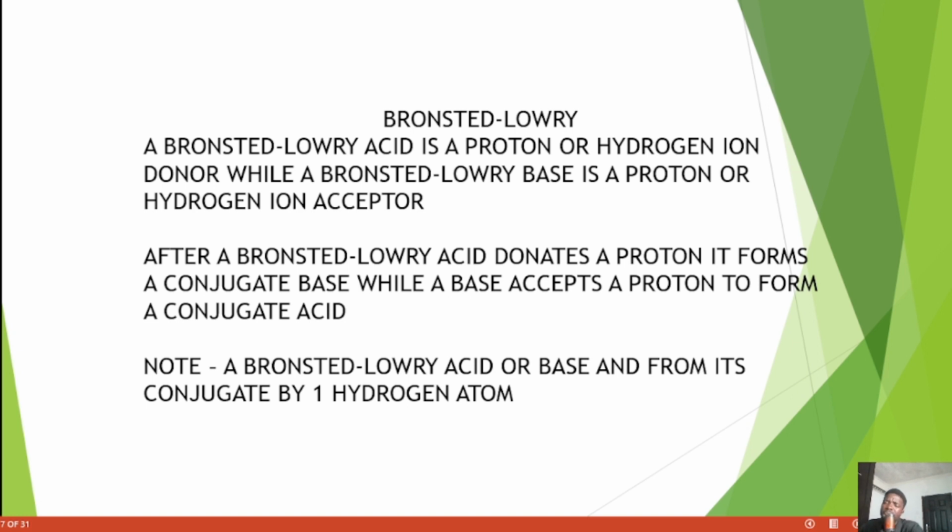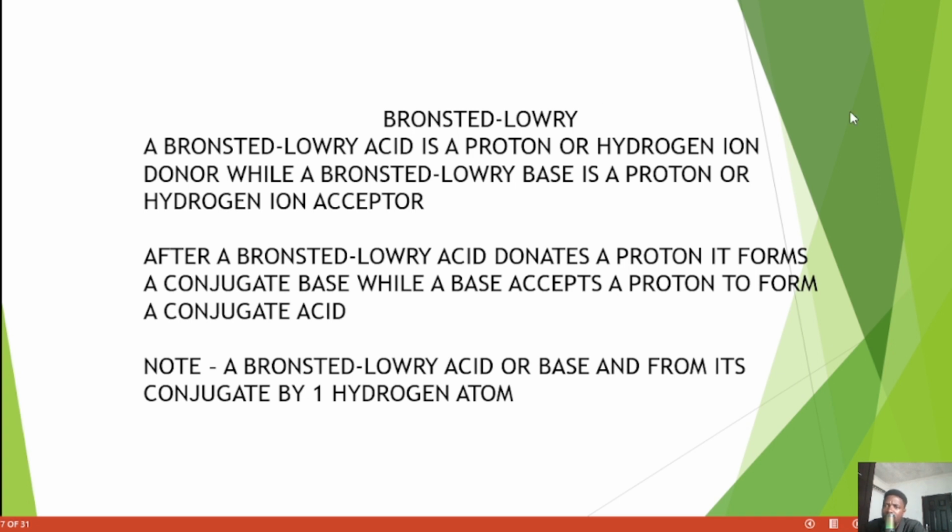And what does that mean? It means that the Arrhenius definition is not an all-encompassing definition. So they had to put their own definition forward. Let's look at what they had to say. A Bronsted-Lowry acid is a proton or hydrogen ion donor. The implication is that once a substance gives a proton or hydrogen ion, it's an acid. While a Bronsted-Lowry base is a proton or hydrogen ion acceptor. Bronsted-Lowry base accepts protons. Bronsted-Lowry acid donates protons.